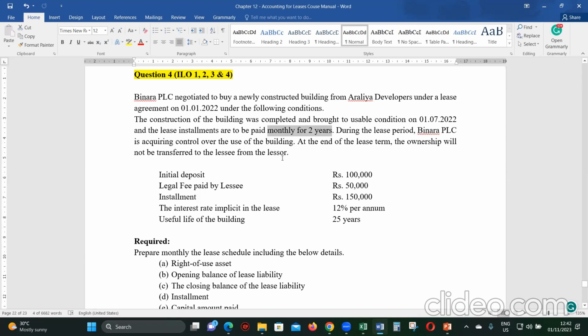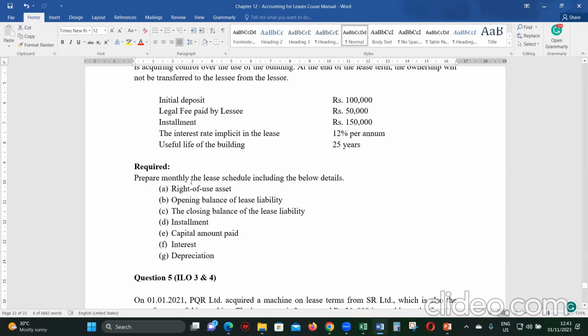Okay, right. Now, initial deposit is 100,000. Legal fee paid by lessee is 50,000. That is initial direct payments. Installment is 150,000. The interest rate implicit in the lease is 12% per annum. Useful life of the building is 25 years. Right. Now, what is required?